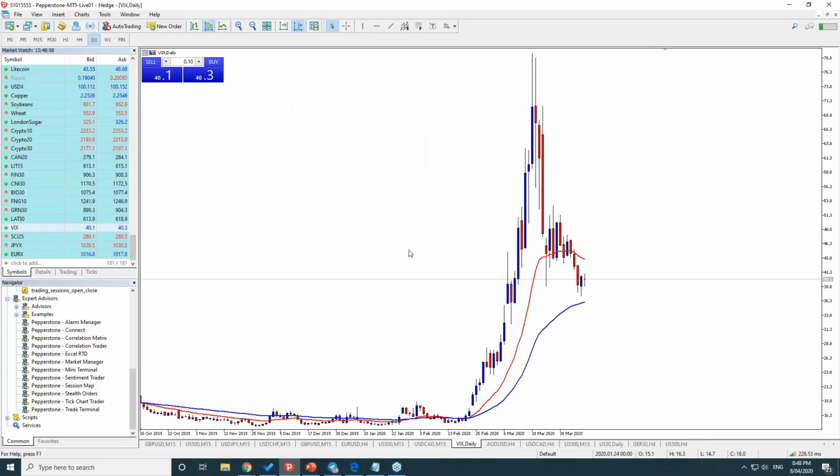Bring on your VIX if you want to, see where the VIX is trading, still very high. You can see how high it was. The higher this is, the crazier, I guess, the scalping opportunities are. So yeah, no problems.